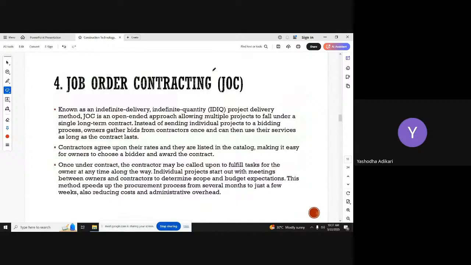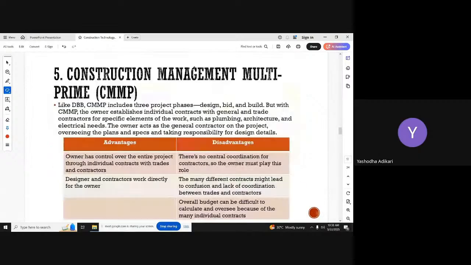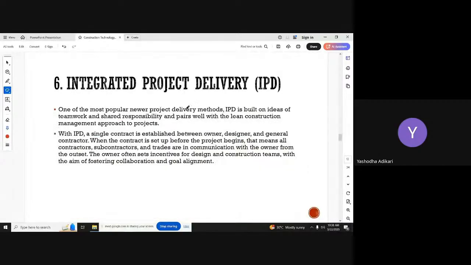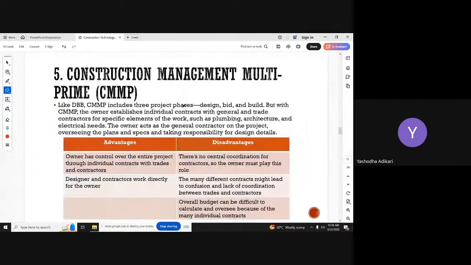Right, after that, job order contracting. I told you construction management multiplied in the previous one. We are signing for a long-term contract. Here we are the owner going to control all the stakeholders, and the integrated project delivery method. This is one of the new methods. These are the procurement methods.